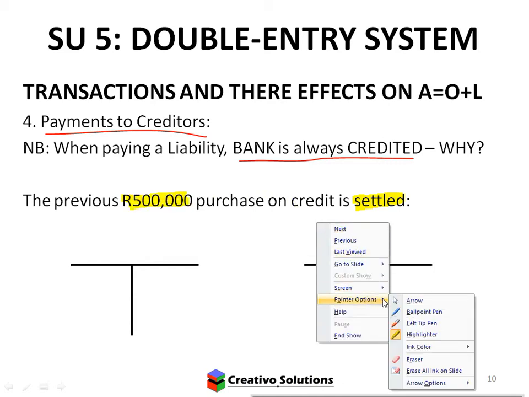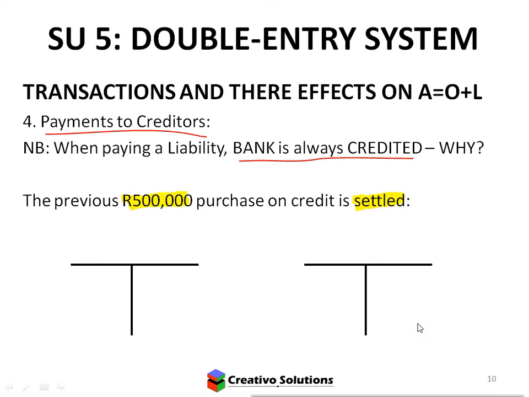What are they saying? They're saying, I bought something previously, and if I bought something previously, I'm owing someone something. Am I buying more from them? No, I'm actually paying them. So let's interpret what's happening. If you're paying someone, what's going to happen to your bank account? It's going to decrease. Do you know what bank is?